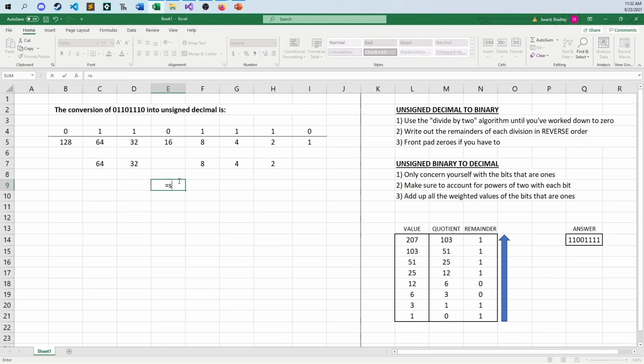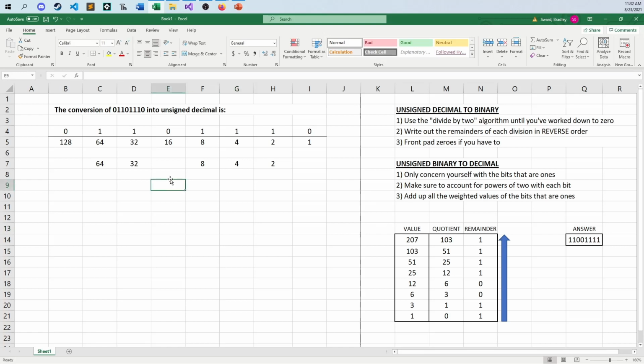Let me just do this so that my skills are not tested. But yes, you get 110 out of this because it's 64 plus 32 plus 8 plus 4 plus 2. So that is how you would go about doing this.